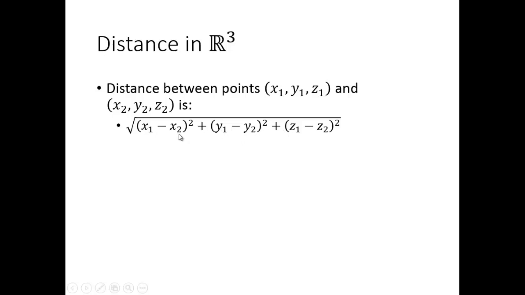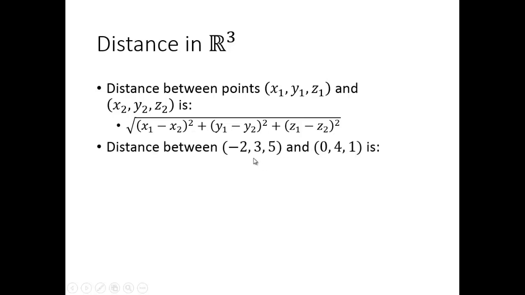So you do the sum of the difference of the x's squared, plus the distance between the two y coordinates squared, plus the distance along the z-axis between the 2 points squared. You add up all those squares and then take a square root. So if we had, say, the points -2, 3, 5 and 0, 4, 1, distance would be -2 minus 0 squared, plus 3 minus 4 squared, plus 5 minus 1 squared.